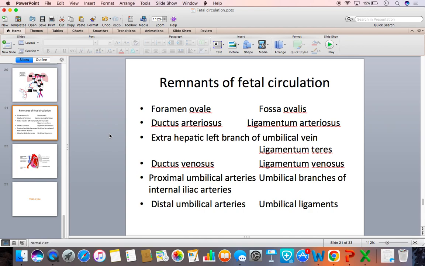We can remember certain of the remnants of the fetal circulation. The foramen ovale remains as the fossa ovalis, the ductus arteriosus remains as the ligamentum arteriosum, and the ductus venosus as the ligamentum venosum. These are the few points about the remnants of fetal circulation and a brief account of fetal circulation.